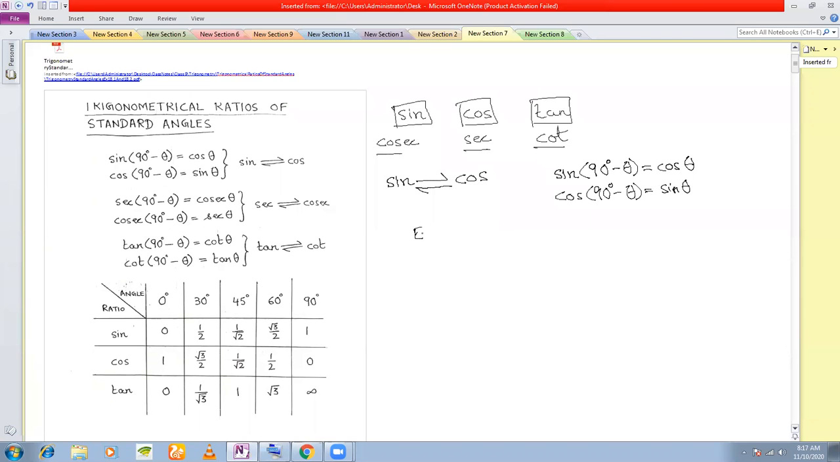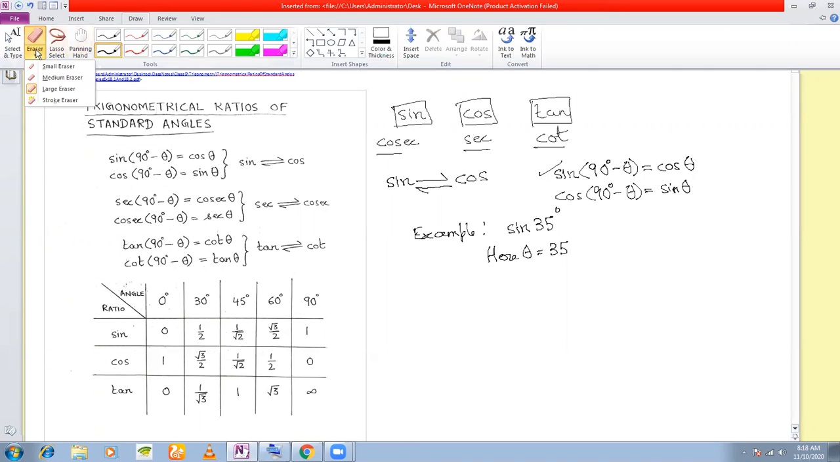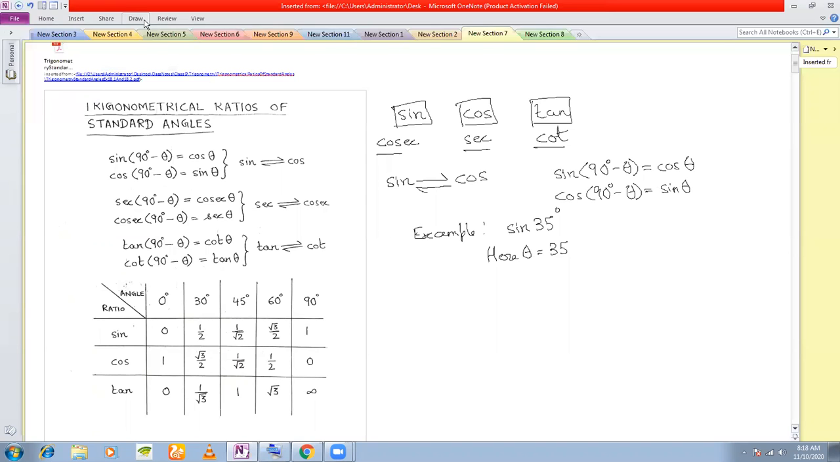Suppose I have sine 35 degree. I want to express this in terms of cos. Then which one will you use? Look at this. Here, what is theta? We'll use the second one here, not the first one. We'll use this one. Okay. Here, theta is 35 degree, right?